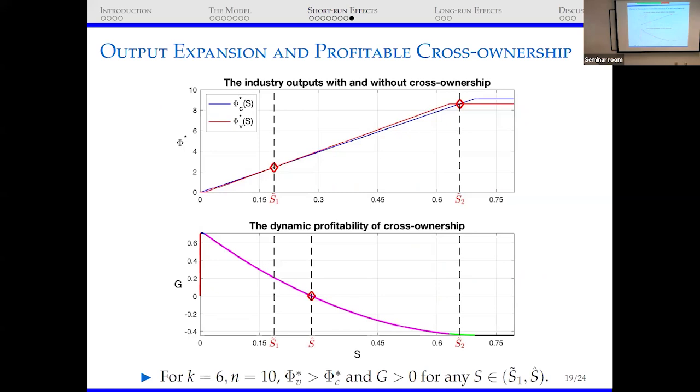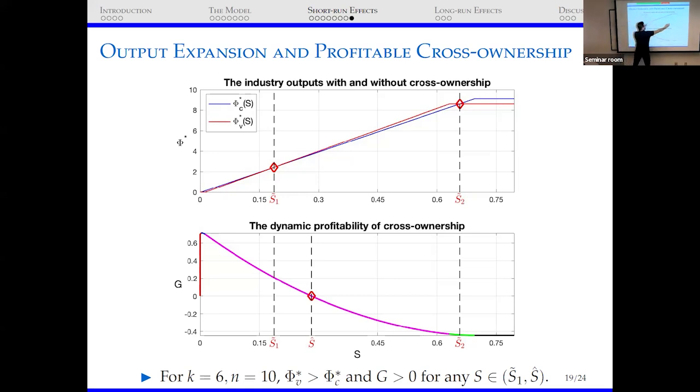So of course we had numerical analysis, and this is one of the examples that can show exactly what's happening. On the top curve, we have the industrial output, so this is how much you harvest. With cross ownership is the red one, and without cross ownership is the blue one. Here we can see that there is an increase in harvest between these two levels. At the same time, if we look at the profit, first it is going to be positive until a certain threshold, and then even negative.